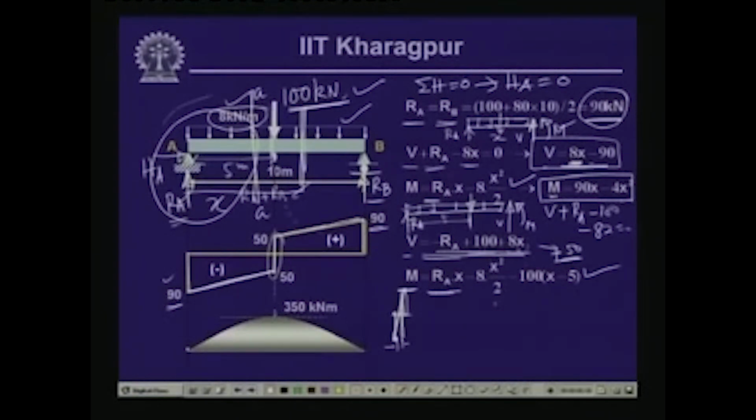Now, here if we substitute the value of x equal to 5 again, which is just after the concentrated load point, then this term becomes 0, Ra is equal to 90. So, 90 times 5 is 450 minus 100, which is again equal to 350. So, from both the expressions we get the value of bending moment at this point as 350.